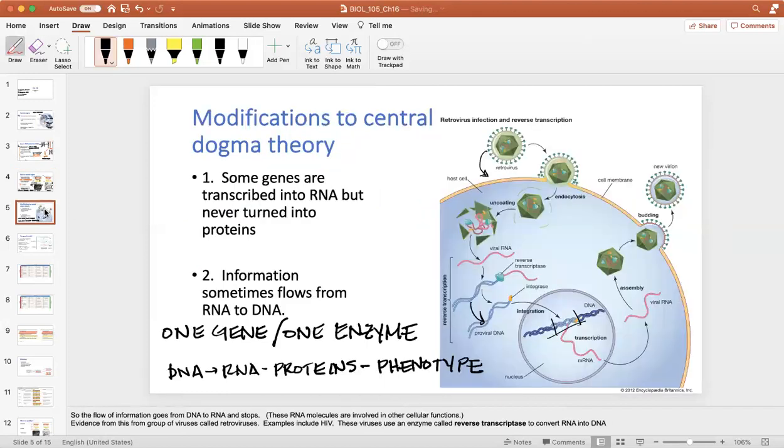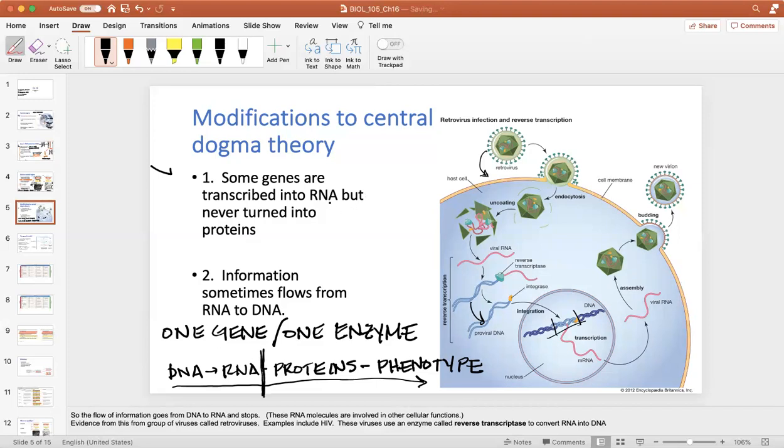Over time, we've grown to understand, though, that there are a few exceptions to this central dogma theory. It is generally true that this is how information flows through your cells, but there are a few exceptions. So first thing I want you to know is that some genes are transcribed into RNA, but they're never turned into proteins. So the process stops right here.